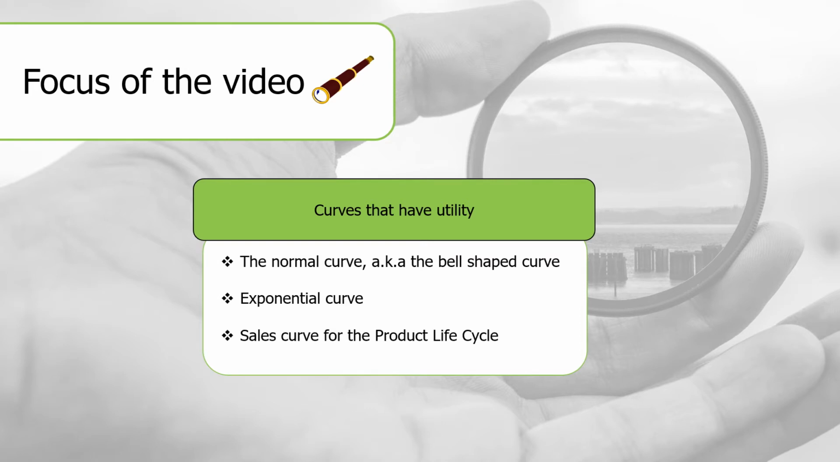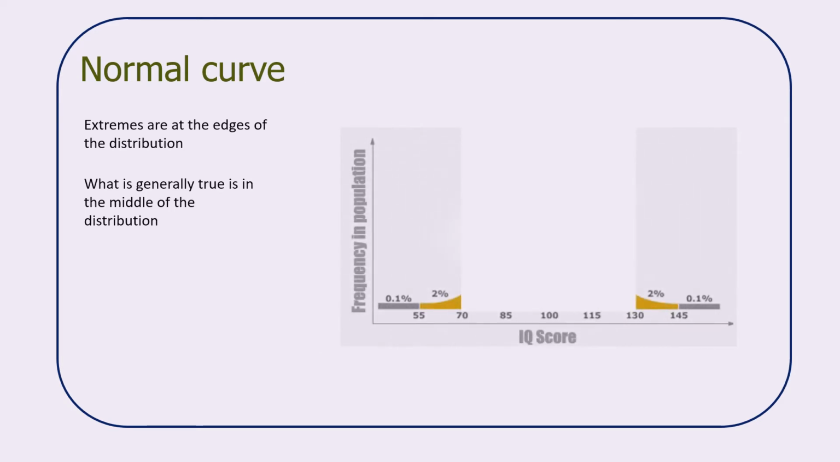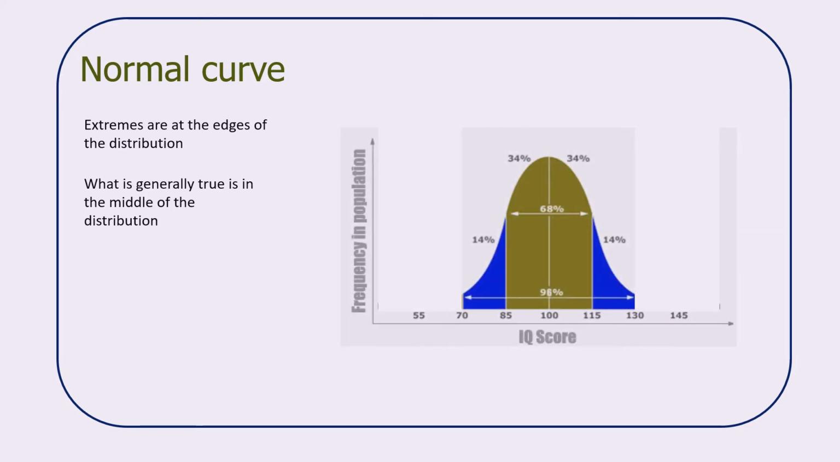The normal curve, also known as the bell-shaped curve, the exponential curve, the sales curve in a product life cycle. One very well recognized example of a normal curve is intelligent quotient. The normal curve shows extremes at the edges of the distribution, and what is generally true in the middle of the distribution. So with IQ, the distribution shows where the majority of a population's intelligence is, whereas the extremes show very low intelligence and very high intelligence as rarer within the population. 85 to 115 IQ is where 68% of the population fall.